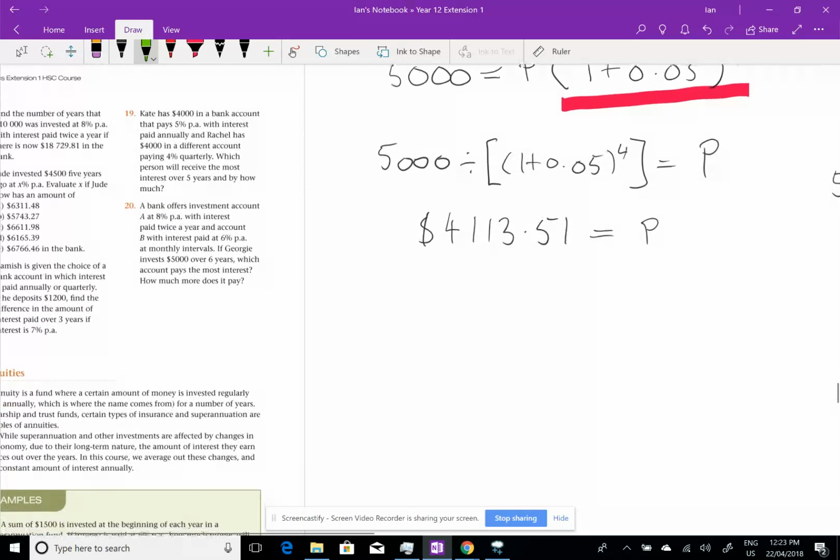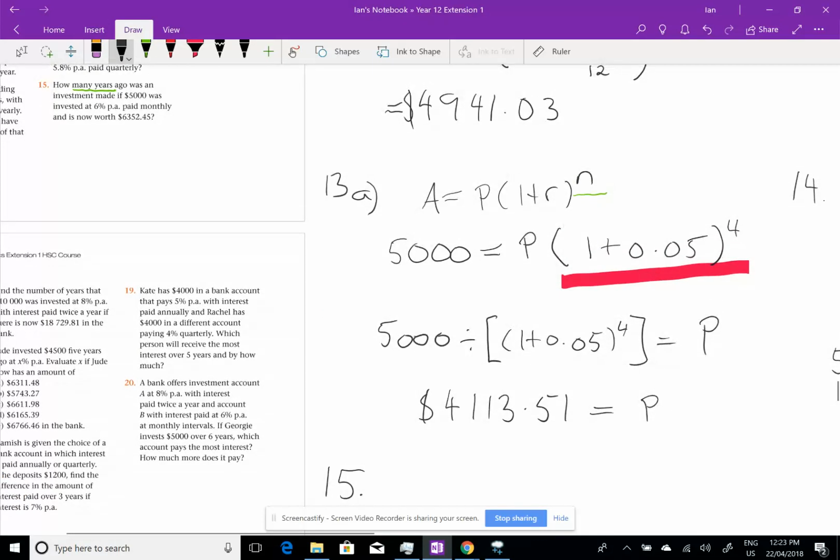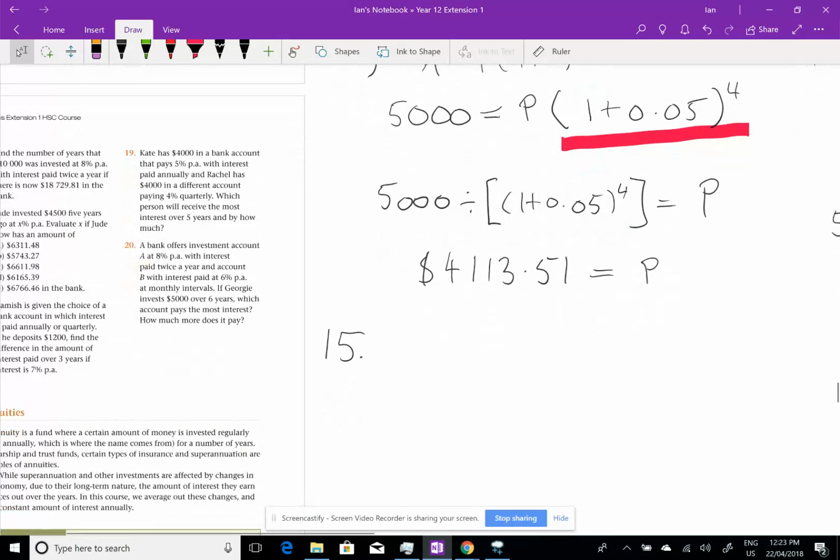So let's have a look at question 15. You go away and have a go at it yourself. Come back and check the answer. So here we go. Question 15. How many years ago was an investment made if $5,000 was invested at 6% and paid monthly and is now worth that? Well, I write my equation.